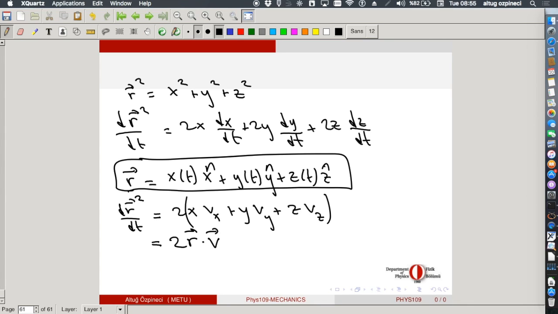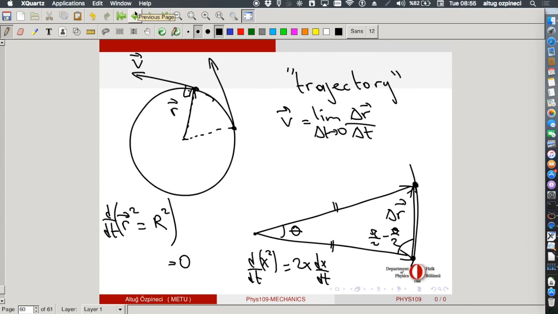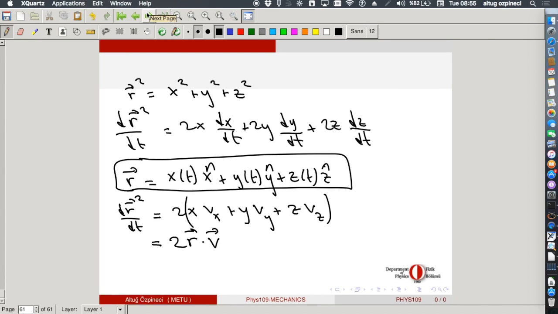And we had already seen that since r squared is constant, its derivative with respect to time has to be 0. So this should be equal to 0. Now I have two vectors. Their scalar product is just 0. So what can I say about these vectors? They are perpendicular to each other. So this position vector and the velocity vector have to be perpendicular to each other.